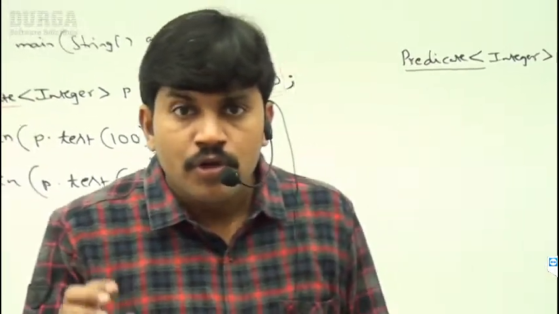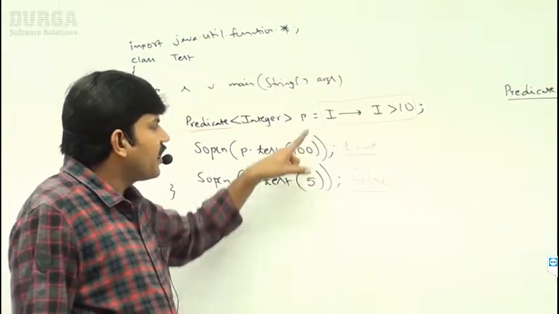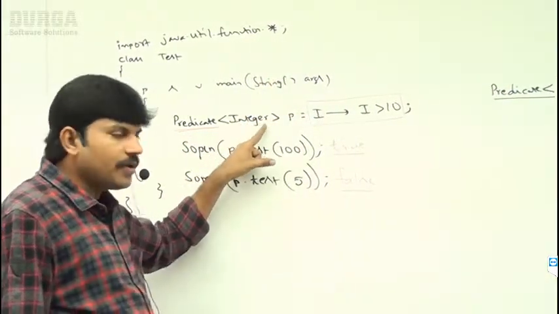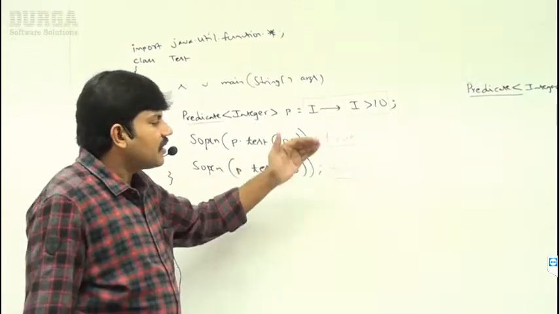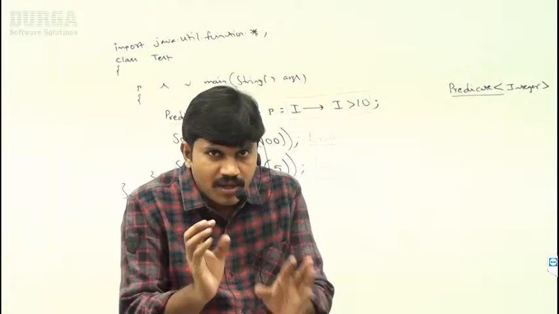Now, I hope the terminology is very clear for you, right? So, what is a predicate? Predicate is a Boolean-valued function. Predicate can take some input type as the argument, perform some condition, and return either true or false. I hope everyone can understand with a small example, right?